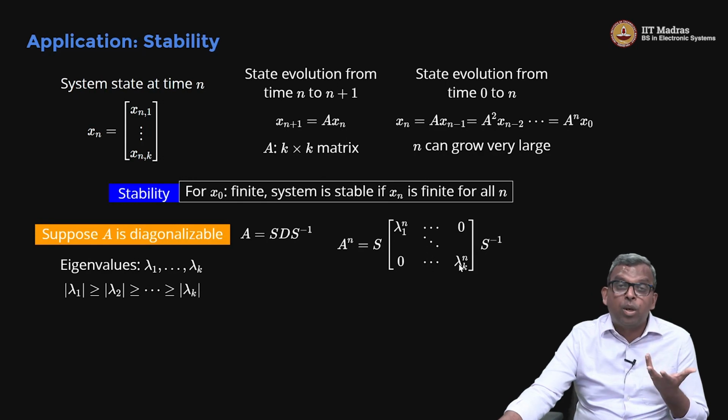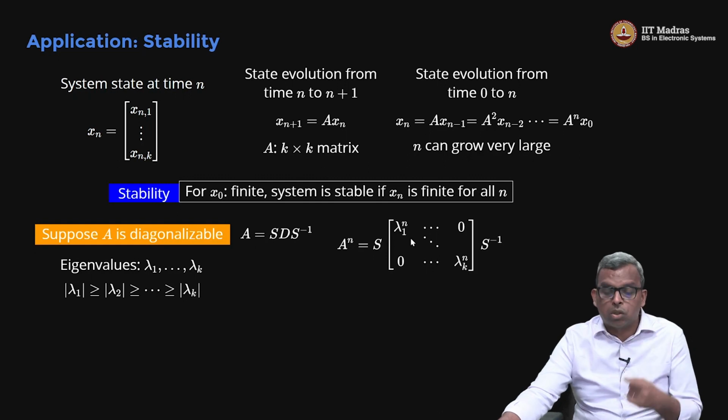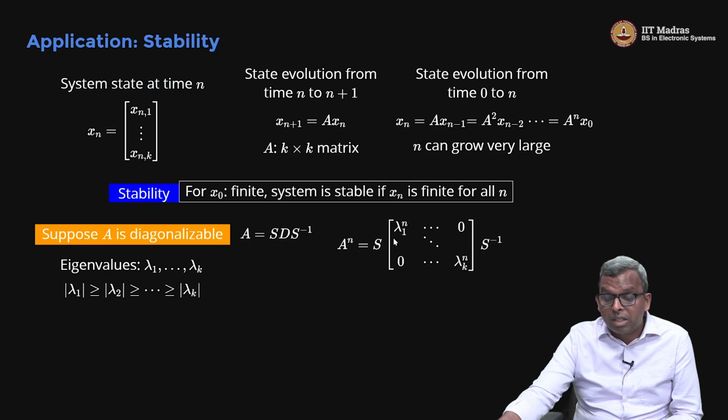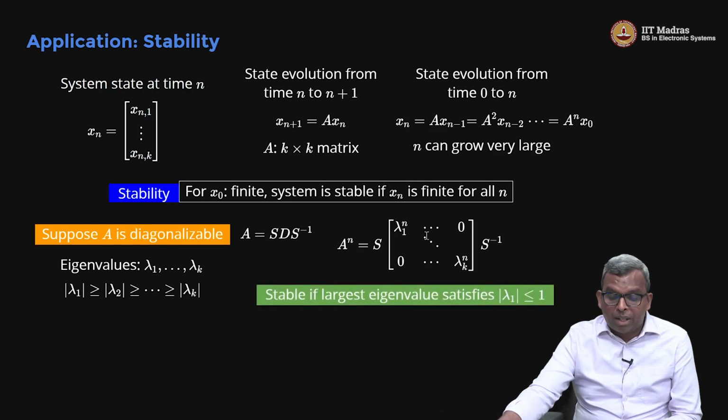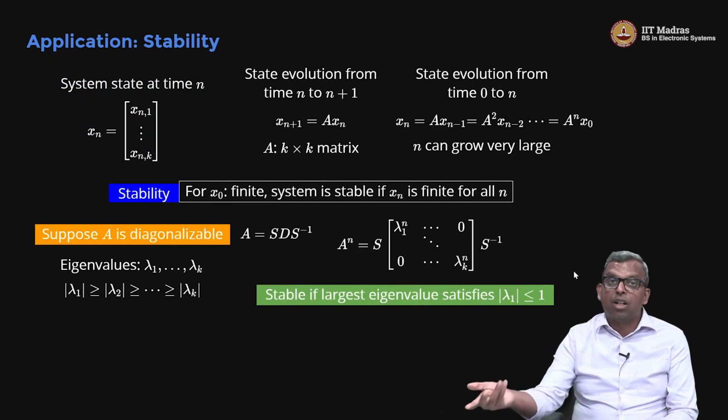And what controls the blowing up of real numbers? It's whether this absolute value of lambda 1, in fact, absolute value of lambda 1 is the largest, right, in all this. These are not real numbers, this could be complex also. So you have to worry about absolute value, but is the absolute value greater than 1 or less than 1 is the issue, right? So in fact, you can see system is stable if the largest eigenvalue lambda 1 satisfies mod lambda 1 less than or equal to 1. In that case, it will not blow up.